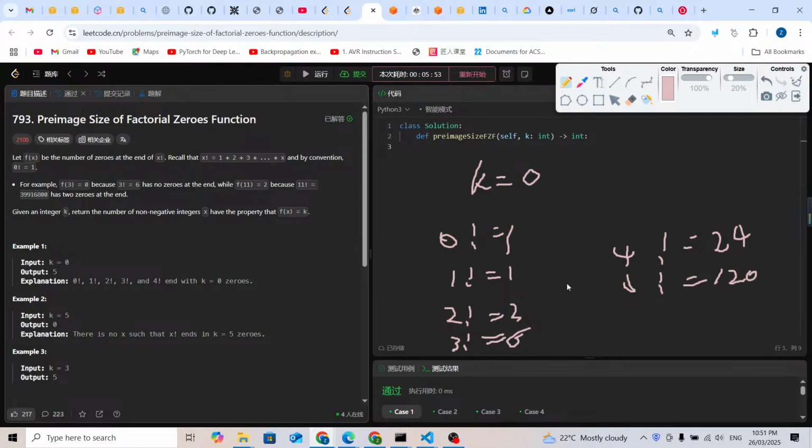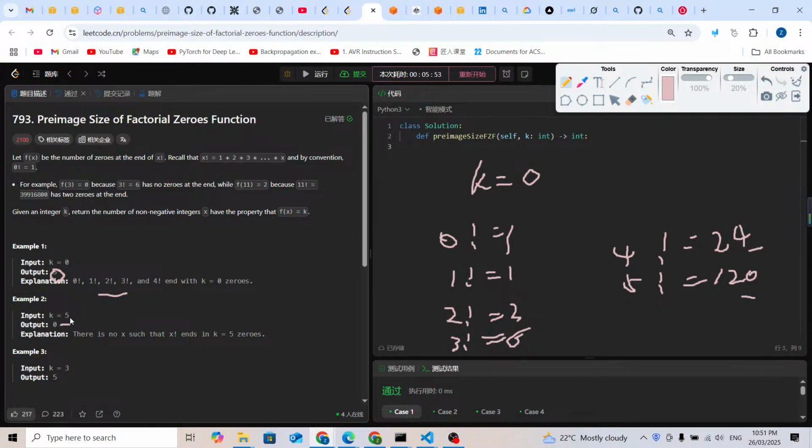So from 0, 1, 2, 3, 4, there are no trailing zeros. But for factorial 5, there's a trailing zero, which is not okay. In total, there are going to be 5 numbers, so we return 5 because there are 5 numbers with no trailing zero.